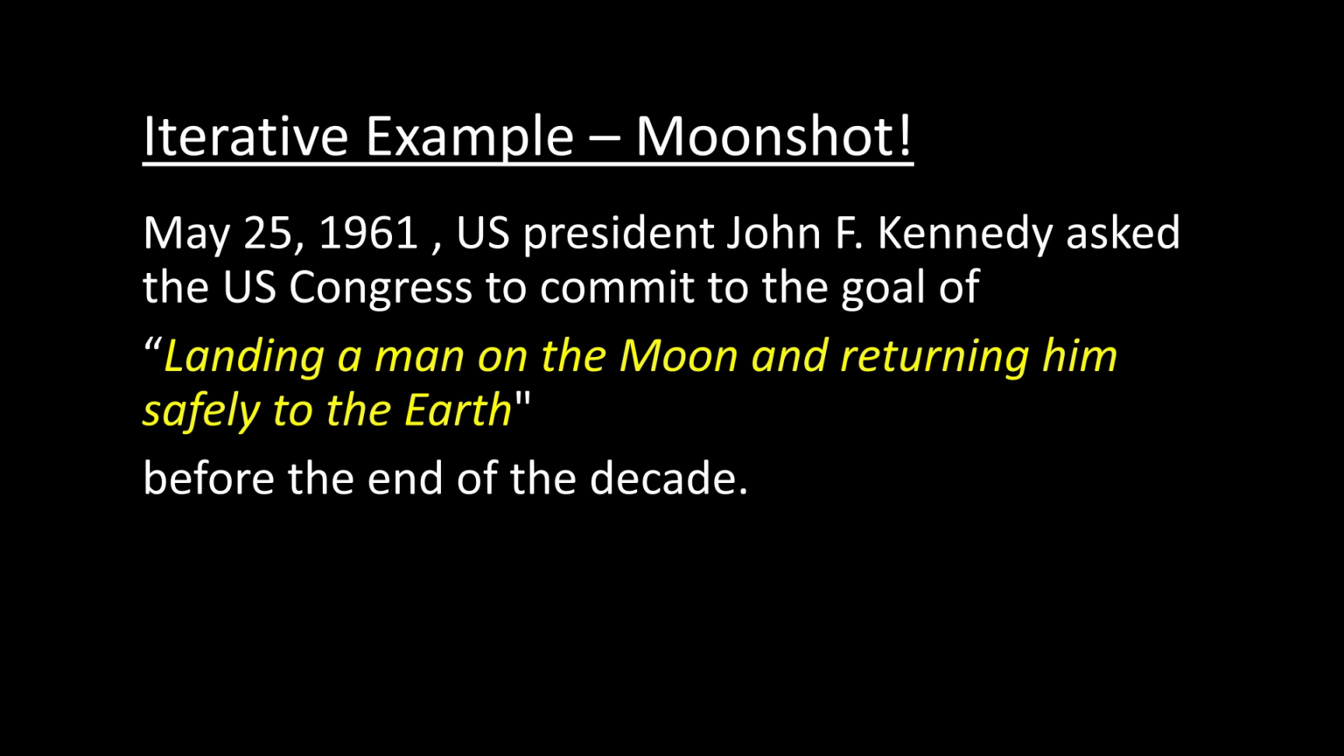So essentially this is the project that is given to NASA. This is part of that first step in the iterative process of this is what we want to do. We're going to land a man on the moon and bring him home. And we've got a timeline of before the end of the decade. So this is said May 1961.